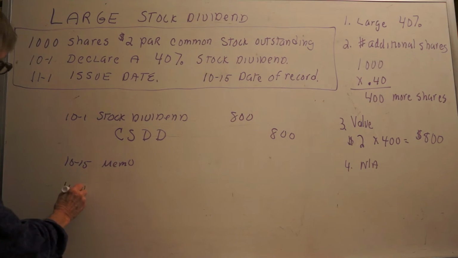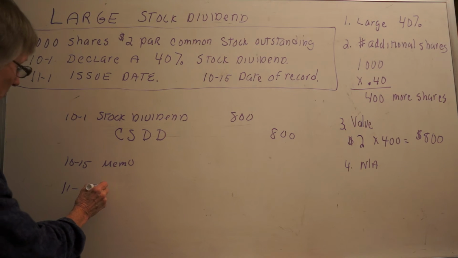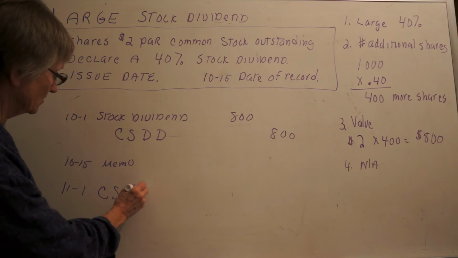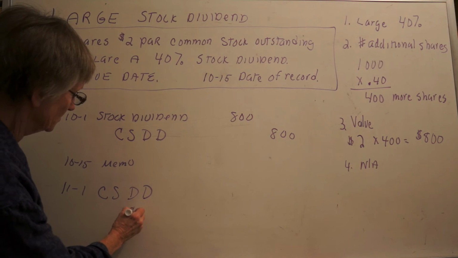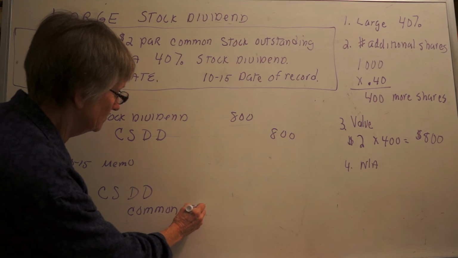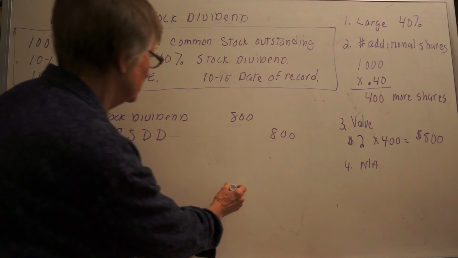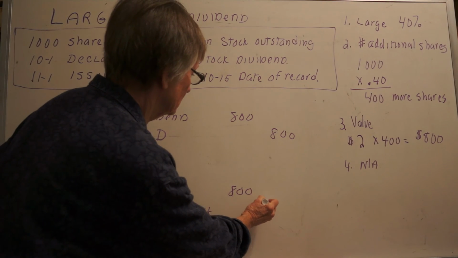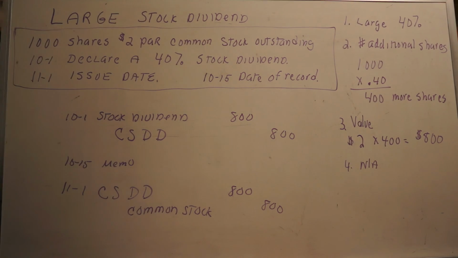on 11/1 all those shares get issued. So we would reduce the common stock dividend distributable, and we would issue the common stock. And that would also be for 800. So you can see the accounting for a large stock dividend is a little bit more straightforward, simply because you don't have to worry about allocating between common stock and paid-in capital in excess of par value.